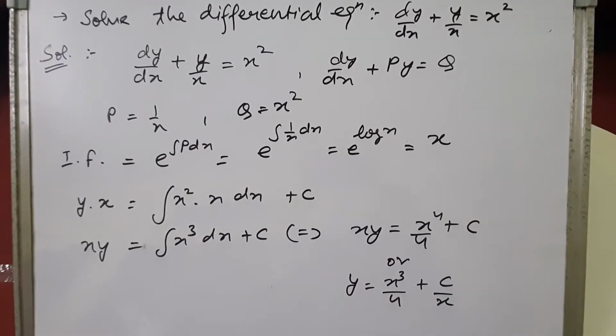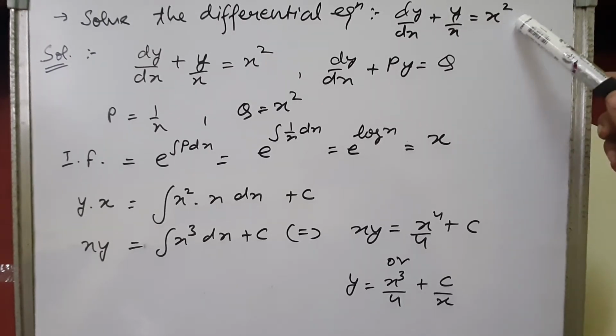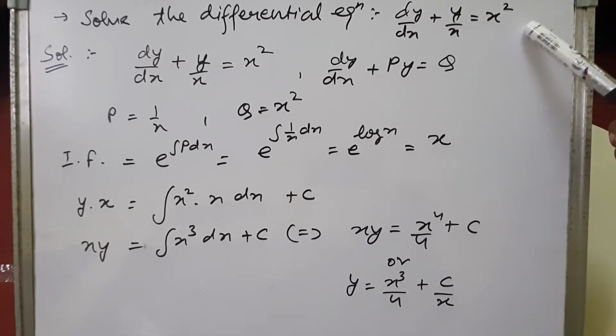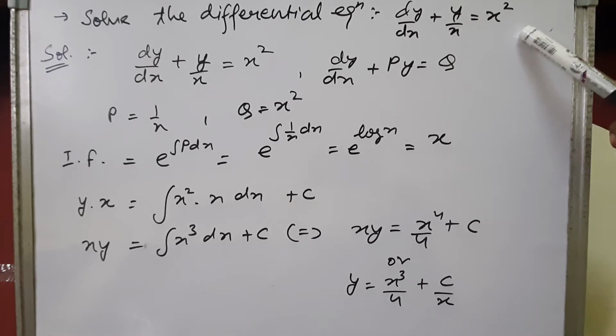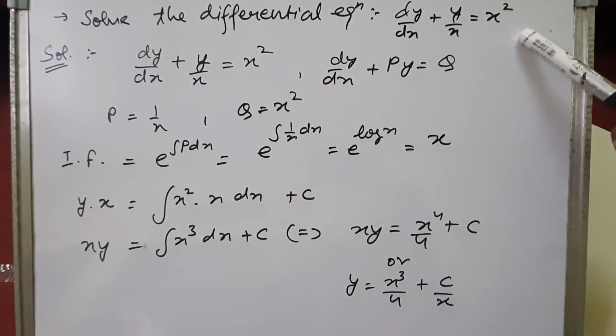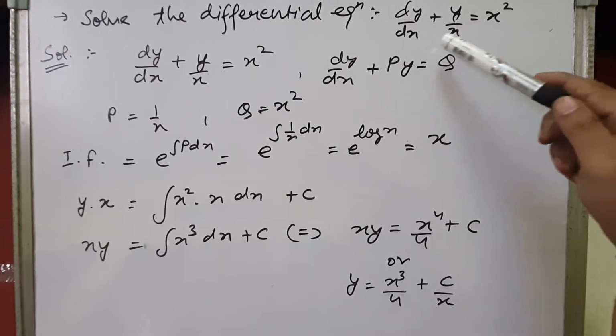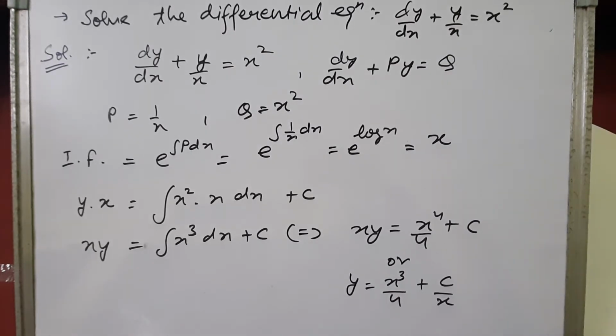Let's pay attention children. Let's see this sum. Solve the differential equation dy by dx plus y upon x equals x square. Now we can see that the derivative is of first order, and the dependent variable is also of first order, and they are not present in product form. So this is a linear differential equation.